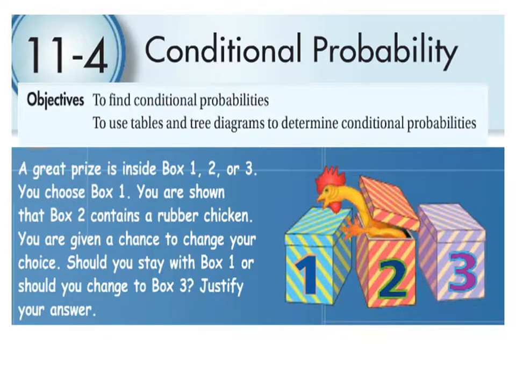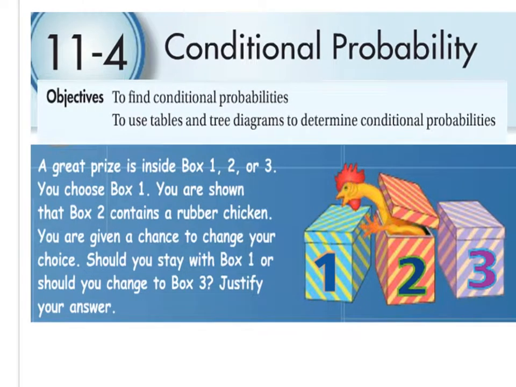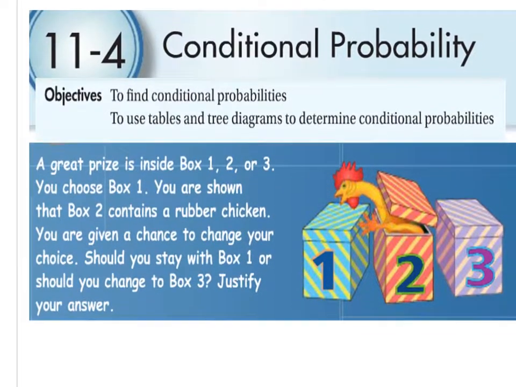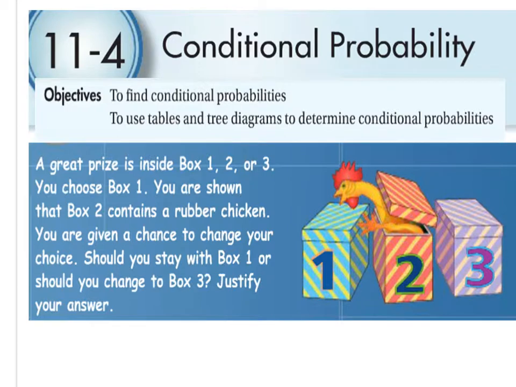I'm going to start out by just presenting this situation. We're not going to take the time to really get into it in this video, but just want to get you thinking about it. So in this case, we've got a prize inside box 1, 2, or 3. You pick box 1, and they then show you that box 2 contains a rubber chicken. You're given a chance to change your choice, and so the question: should you stay with box 1, or should you switch to box 3?